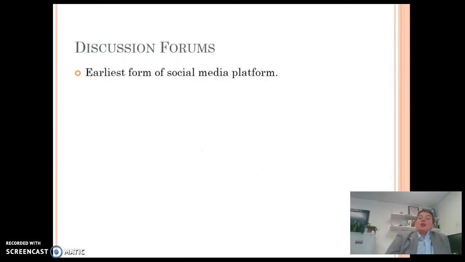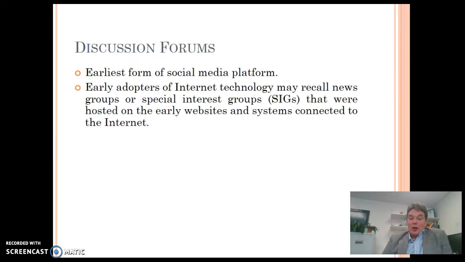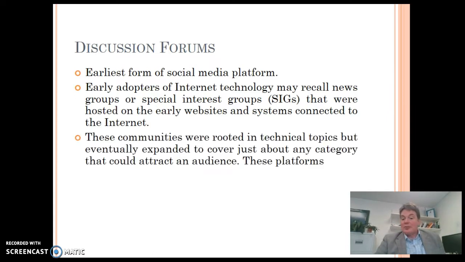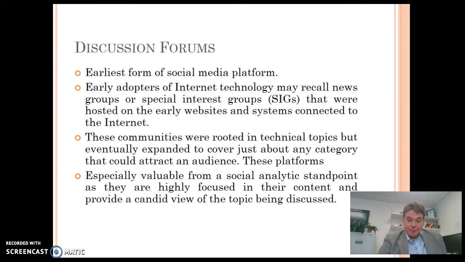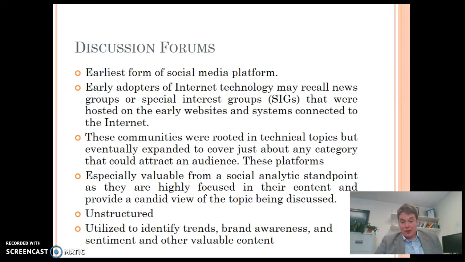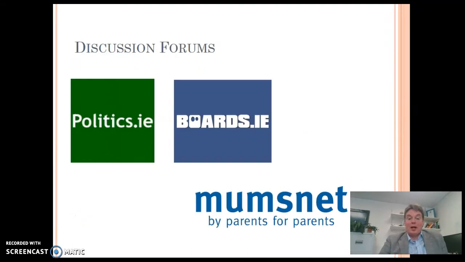Discussion forums were the earliest social media platforms. Early adopters will remember things like special interest groups, like Usenet news networks with alt.pets.cats, where people would go on special interest groups and talk about cats. They were often technical topics because the early adopters of the internet were generally technical people, but then they started to cover just about anything that got an audience. They're really valuable from a social analytics standpoint, as they're highly focused content, but they are unstructured. But it's really useful to get what the hot topics in a particular area are, and what the brand awareness is.